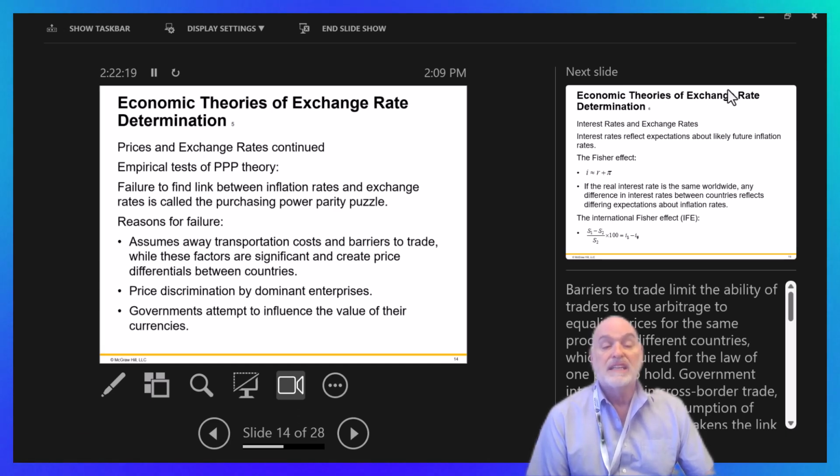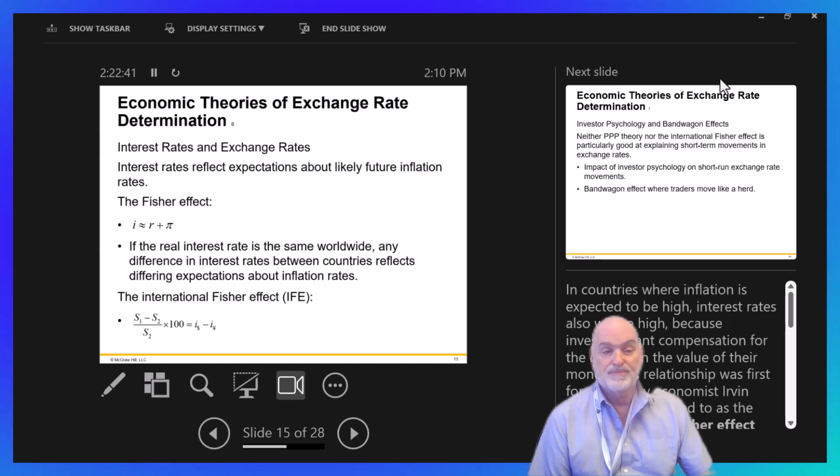Failure to find a link between inflation rates and exchange rates is called the purchasing power parity puzzle, and there are reasons for the failure. It assumes away transportation costs and barriers to trade, while these factors are significant and create price differentials between countries. Price discrimination by dominant enterprises, and governments attempt to influence the value of their currencies.